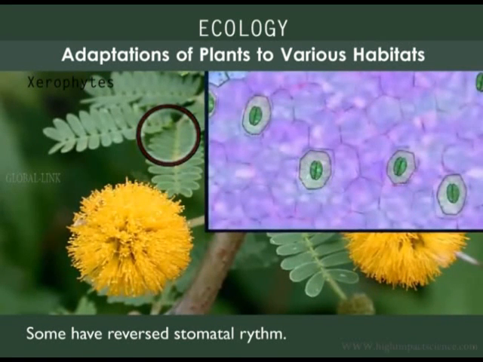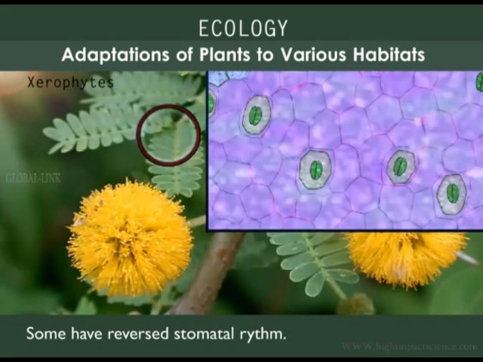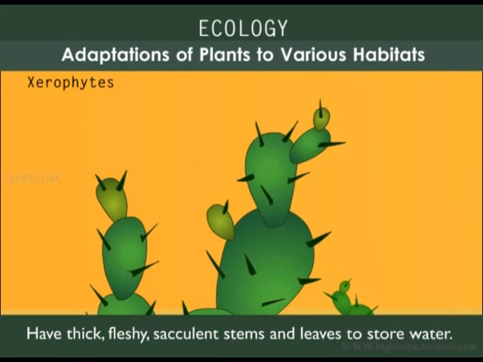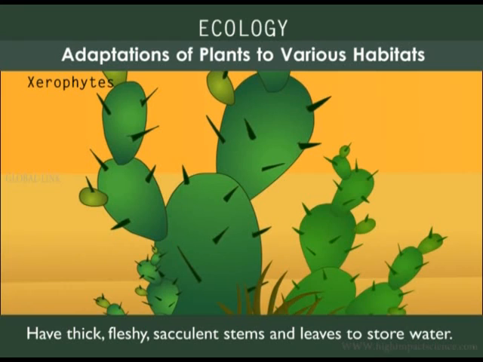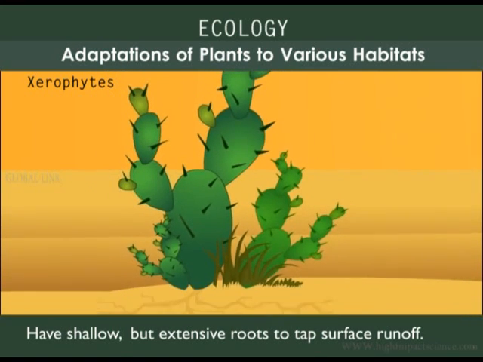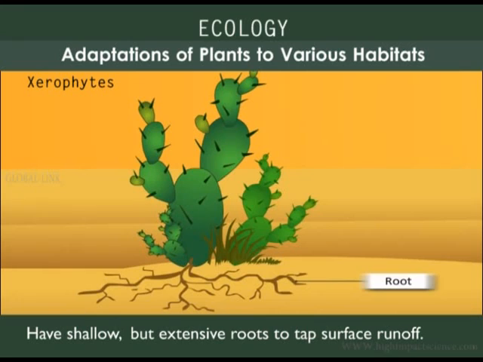In some cases, xerophytes have reversed stomatal rhythm, which means they open the stomata at night and close them during the day. Some of them, like cactus, store water in large parenchyma cells contained in succulent stems and leaves. They also have extensive root systems which increase the surface for absorption of water.